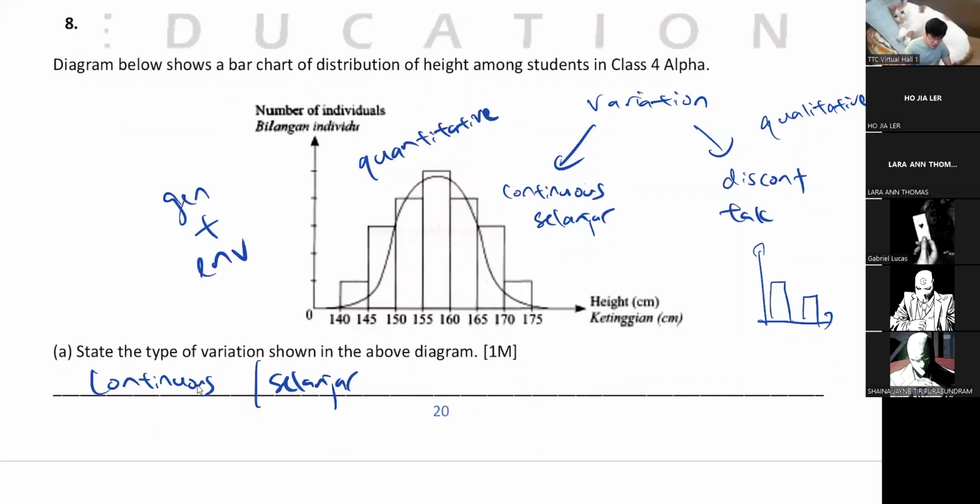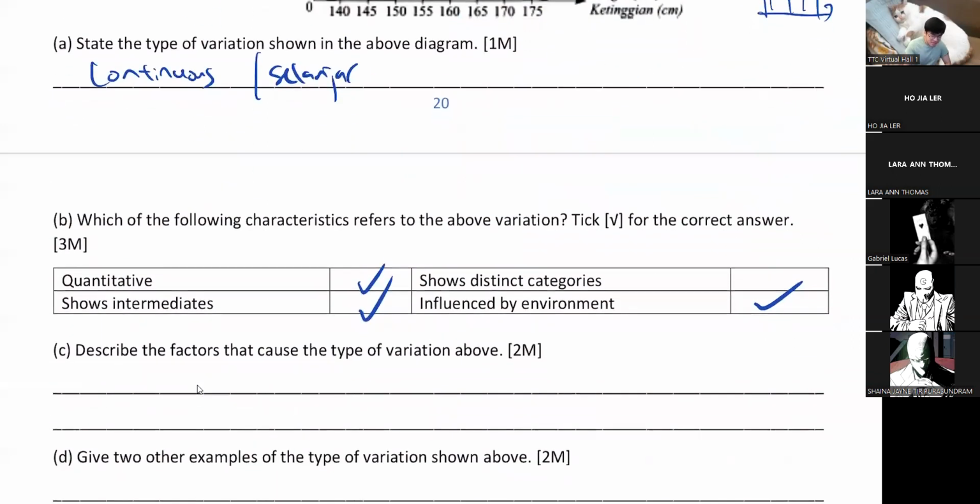Whereas your discontinuous variation is only affected by your gene. Only by your gene. For example, your blood group, there's only your gene affecting it. Environment doesn't affect anything. You don't say, oh, I eat a certain food, my blood group will change. No, that doesn't happen. So this one is affected by environment.